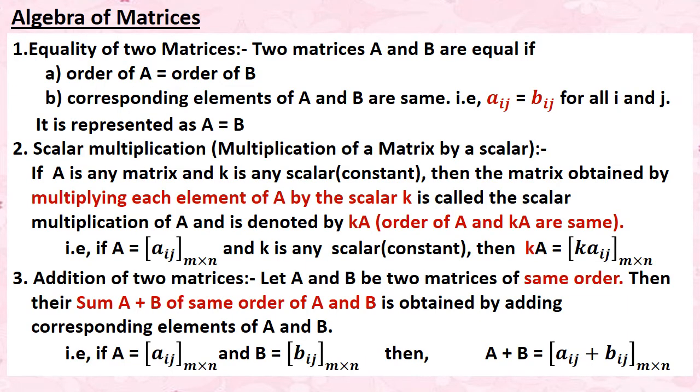Now we will learn about the algebra of matrices, that is the operations on matrices. First one, equality of two matrices. Two matrices A and B are equal if their orders are equal, and corresponding elements of A and B are the same. That means Aij is equal to Bij for all i and j. That is A11 equal to B11, A12 is equal to B12, like that. And it is represented as A equal to B.